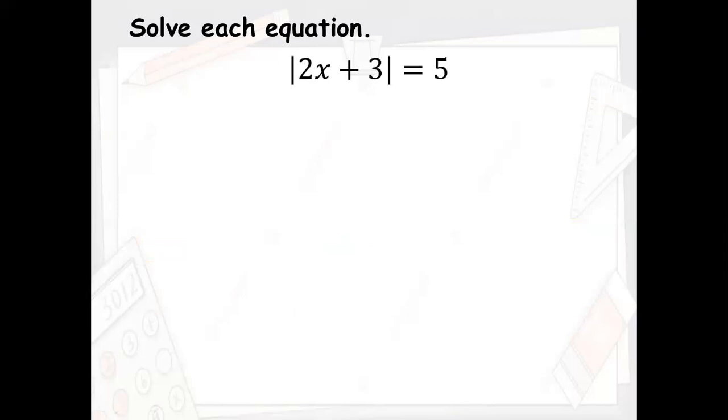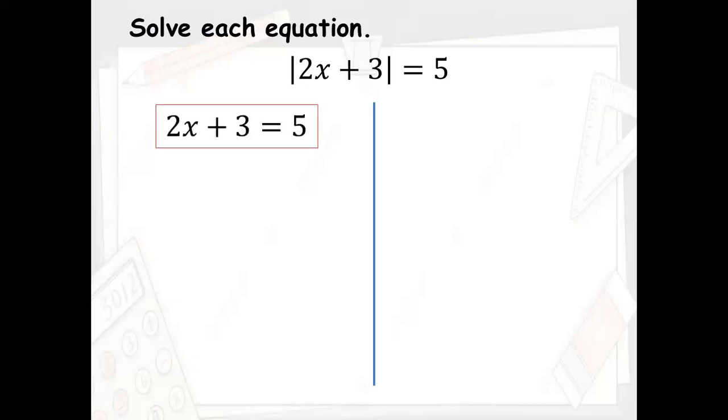Let's look at one more example. Now here, do we have any number outside the absolute value lines? There is nothing. So all we need to do is just give the two possibilities. What is going to be the first possibility? It's 2x plus 3 equals 5. The second is going to be 2x plus 3 equals negative 5. Only the number here, you're going to make one plus and one minus.